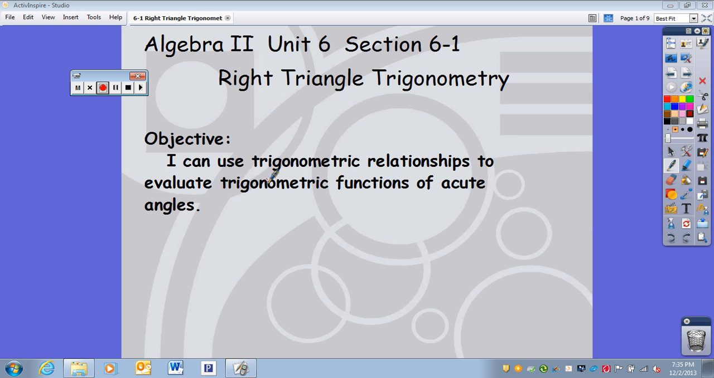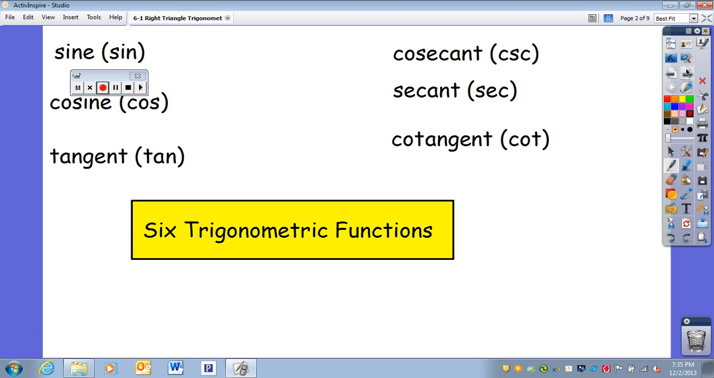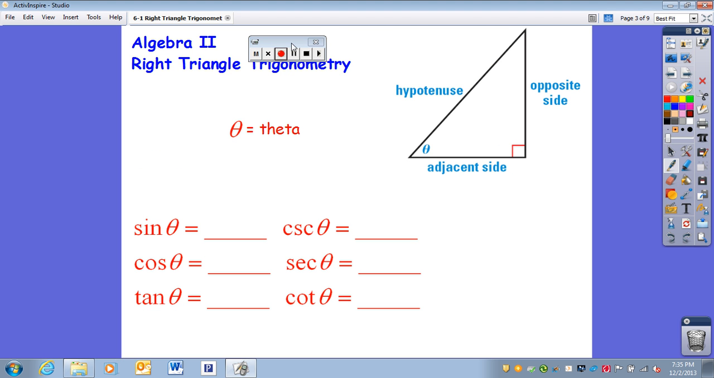In this lesson, we will be using trig functions or relationships to evaluate trig functions of acute angles. The first thing we want to remember is the 6 basic trigonometric functions. So we have sine, cosine, and tangent, and then their inverses, which are cosecant, secant, and cotangent. What we do want to remember now is how to find these relationships.